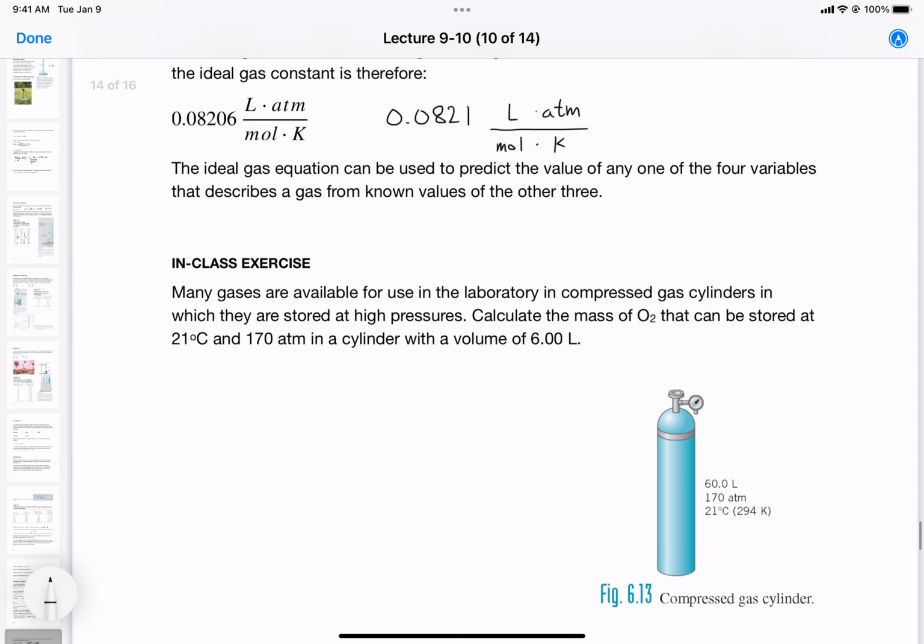Okay, so now we've talked about these gas laws, right? That's kind of hard to remember. So let's try to put this into solving some problems. Okay.